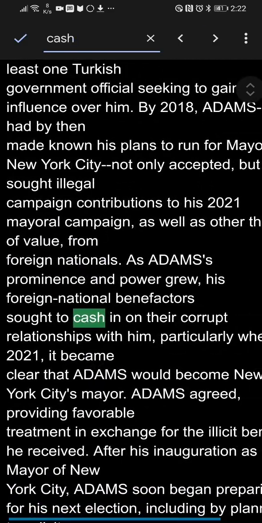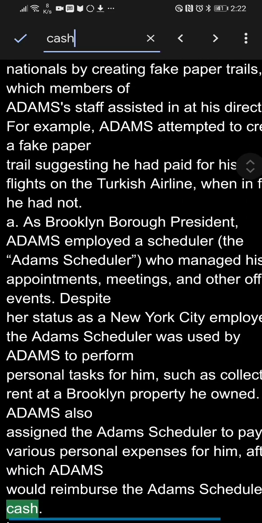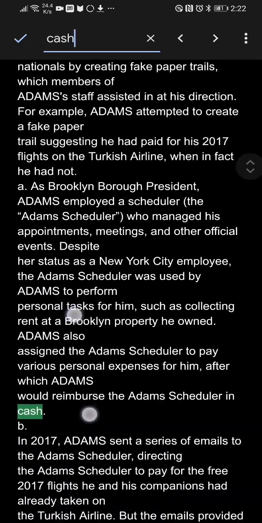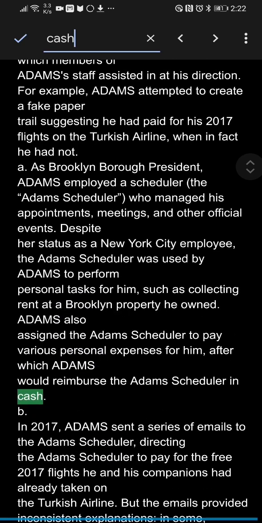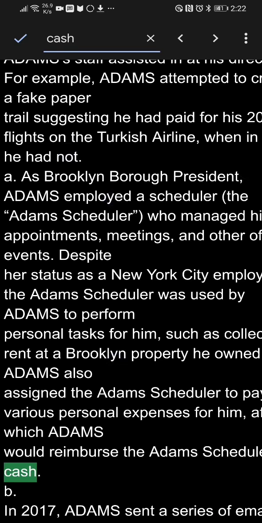That's not surprising. Now this gets a little bit strange. Look at this. Here, Adams employed a scheduler. Right here, see this? The Adams scheduler, we're talking about a person here, right?